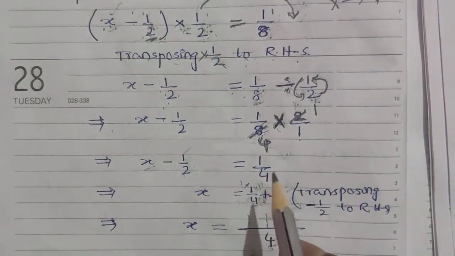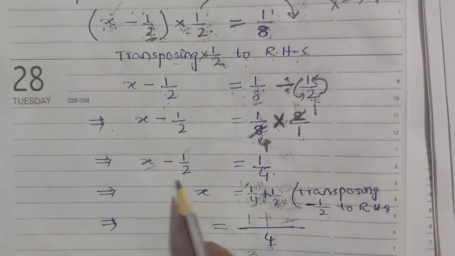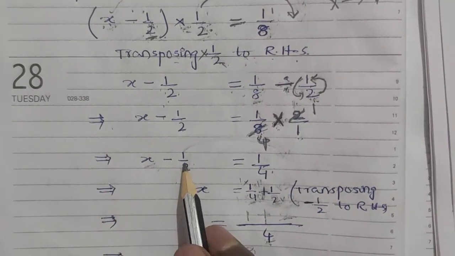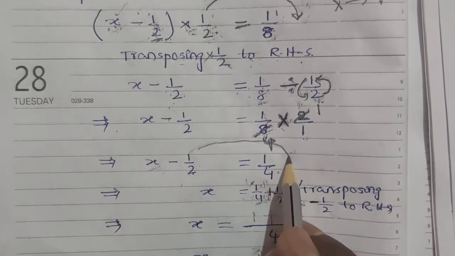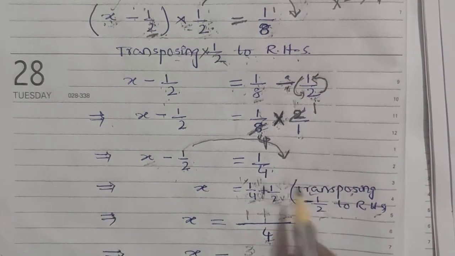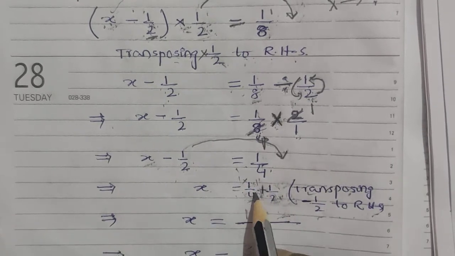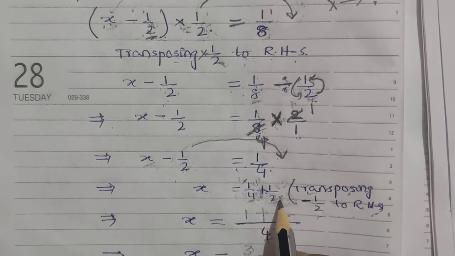Next step: 1 into 1 is 1, 4 into 1 is 4. x minus 1/2 we copy as it is. Then minus 1/2 is also to be transposed to the right hand side. Transposing minus 1/2 to the right hand side, it will become plus 1/2. x will be x only, equal to 1/4 plus 1/2.